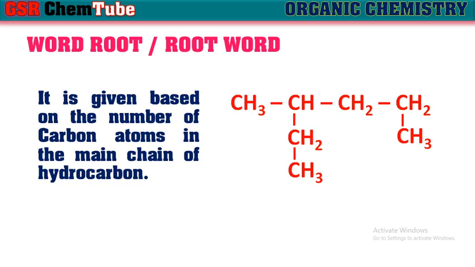It is given based upon the number of carbon atoms existing in the main chain of the hydrocarbon. As this is the given compound, first we have to find the main chain of this hydrocarbon. There are two possible chains in this. Out of them, one will be selected as the main chain, which has the maximum number of carbon atoms in it. If we consider this as the main chain, it has only 5. If we consider this as the chain, it has 6 carbon atoms. So this will be the main chain for this hydrocarbon and the other will be considered as the side chain.